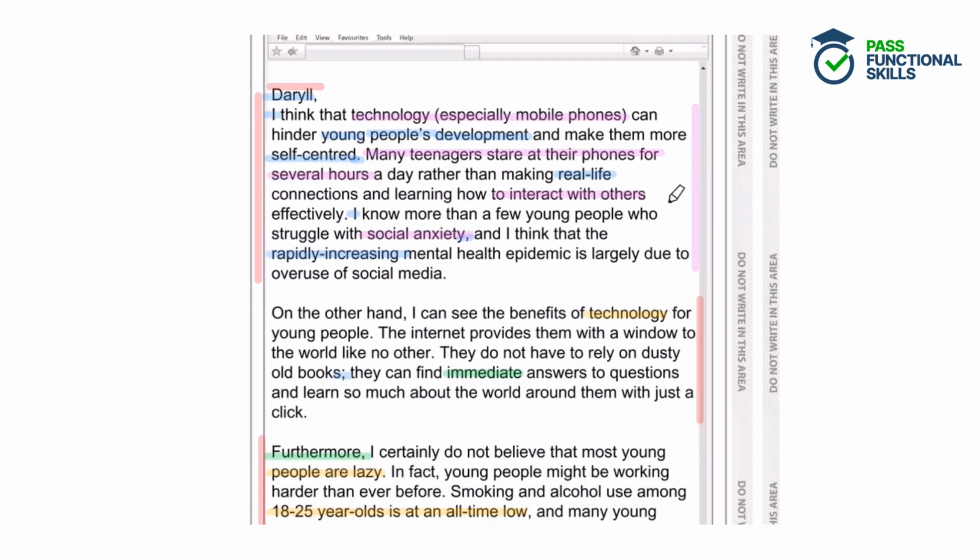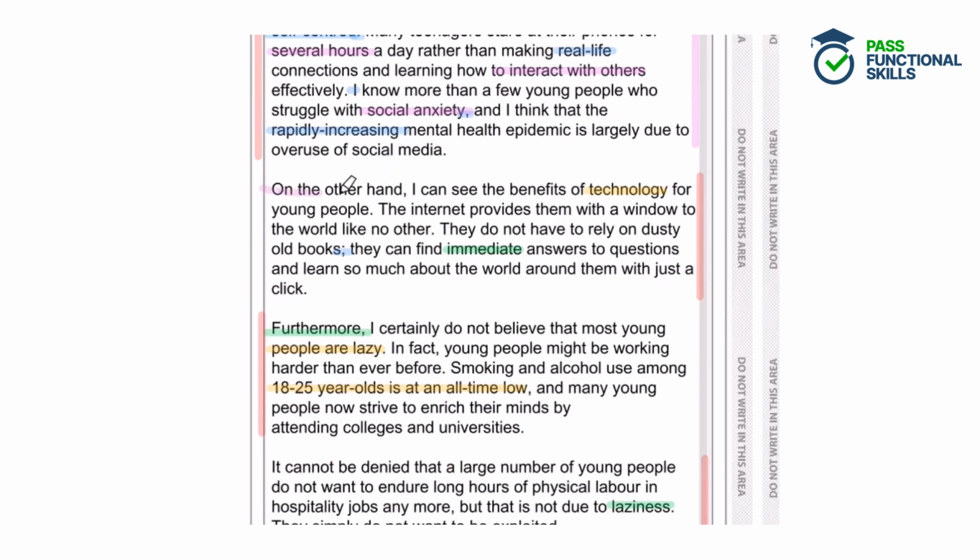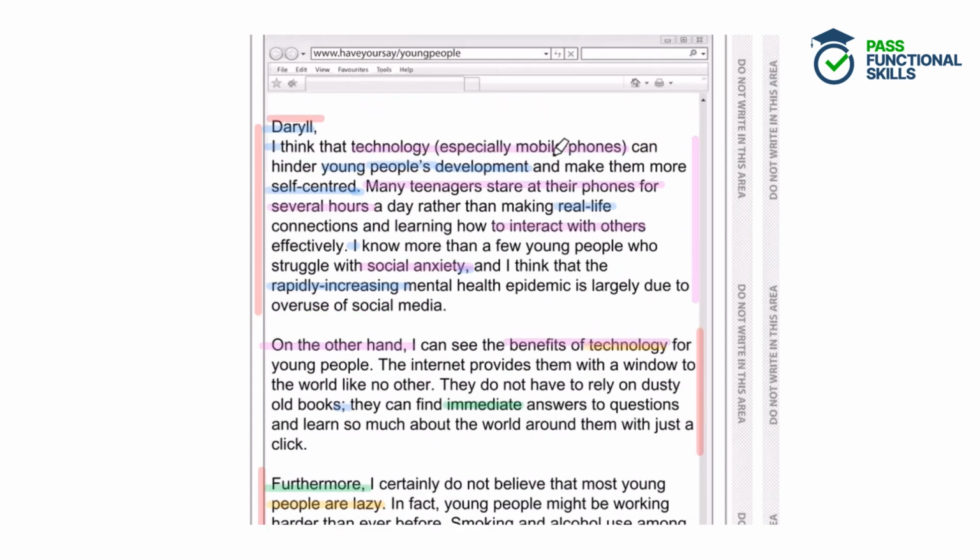And then it's joined up onto the next paragraph with this phrase, on the other hand, this connective. So they go on to talk about the benefits of technology when they've just talked about the drawbacks of technology for young people. So linking the paragraphs together really effectively there and making the answer cohesive overall.